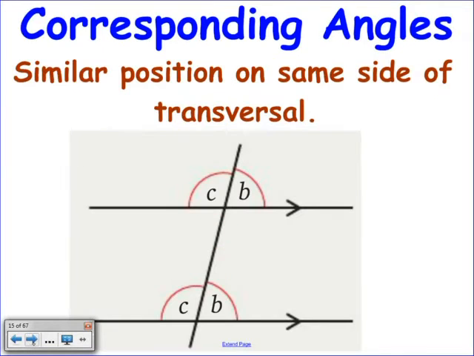Okay. The next one you need to know is corresponding angles. So B corresponds with B. They're the same angle, and visually you can see that. You can see this is obtuse, that's obtuse. These correspond. So corresponding angles are on the same side of your transversal.